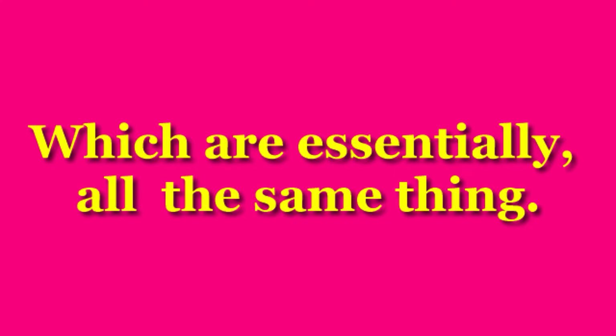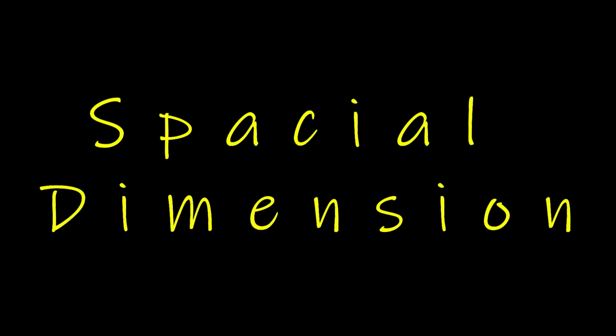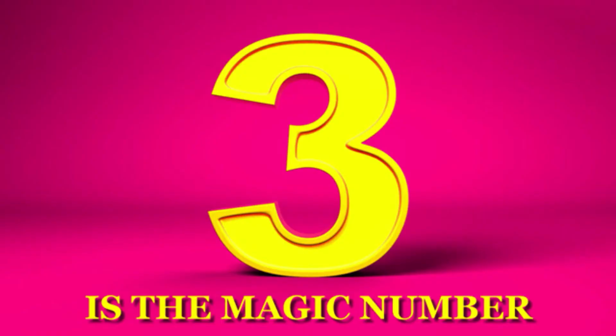The point of this exercise is to hopefully show you a way of looking at things in a way that you wouldn't normally do. Here are just a few examples, which are essentially all the same thing: wave, frequency, vibration, linear time, length, spatial dimension, dispersion. 3 is the magic number.